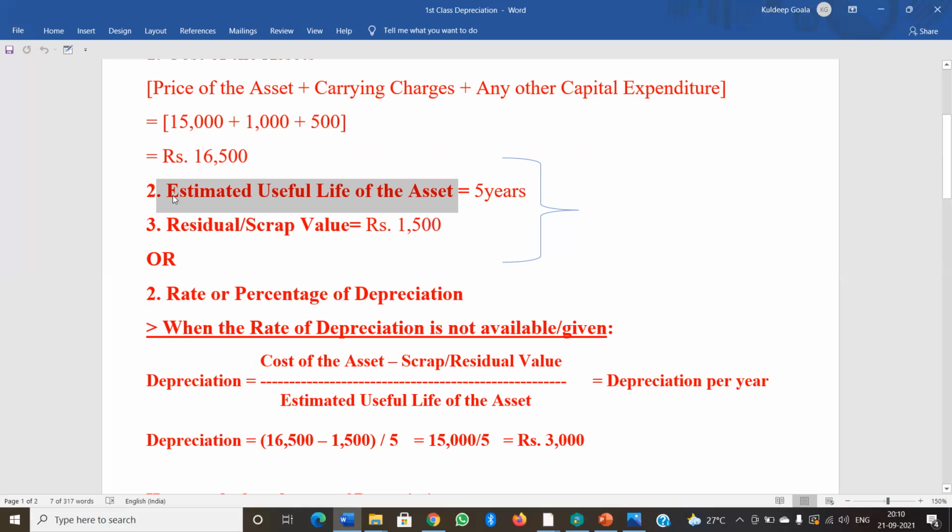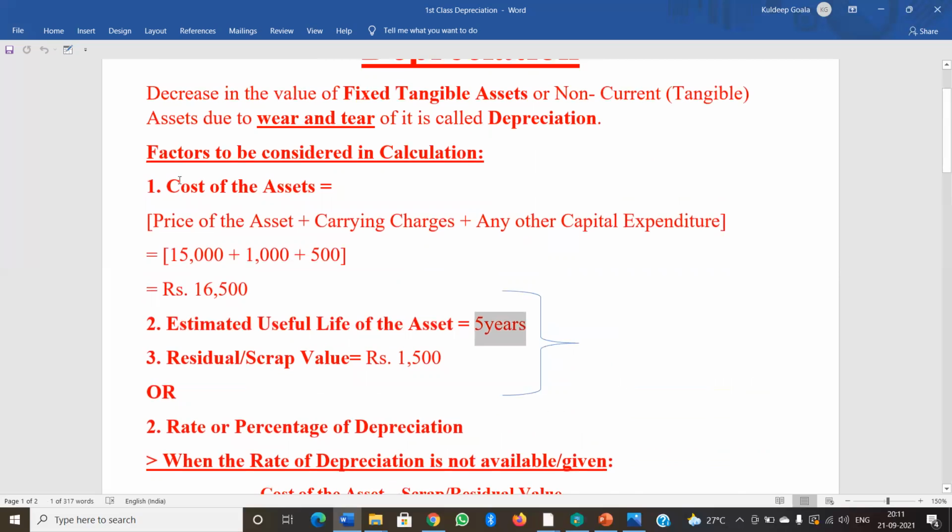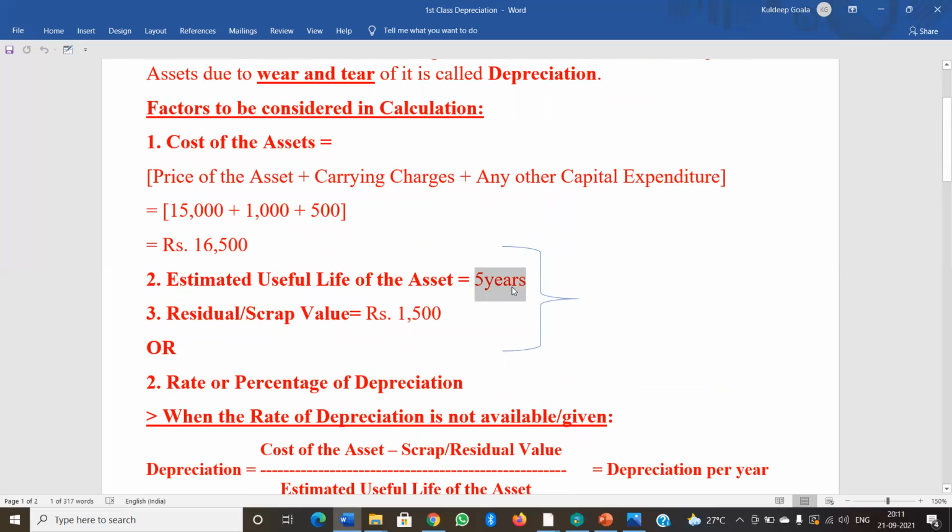Just because of the reason that we have some estimation, you might have seen that some laptops work for many, many years, while some laptops don't work for even 1 year. So that is the estimate. We estimate how long the life of that particular asset will be. That is called the estimated useful life of the asset. Let's assume here it is 5 years. Actually, every time we don't need to assume, the question will mention that. Here we have assumed it 5 years.